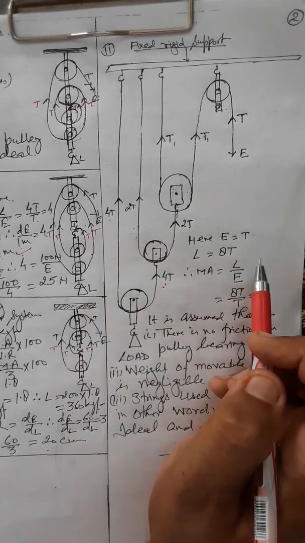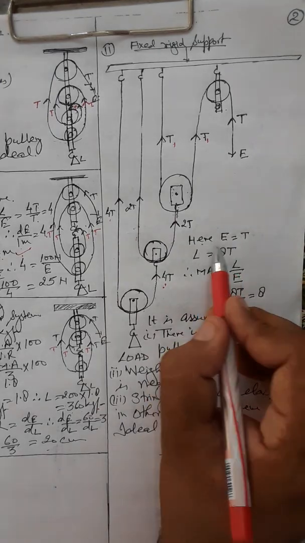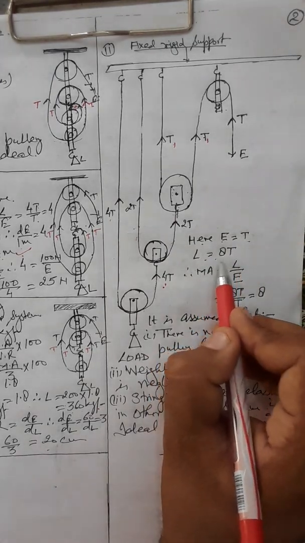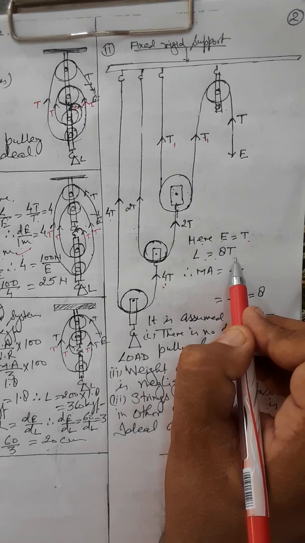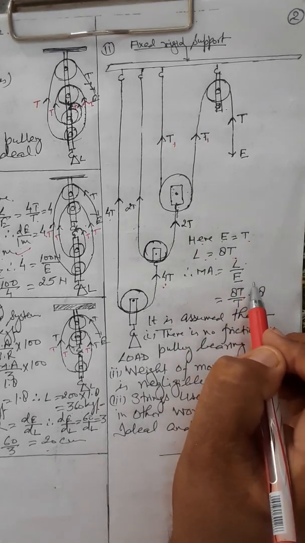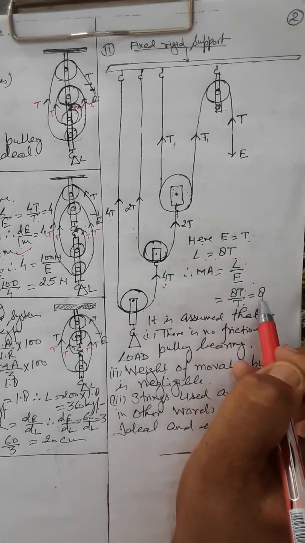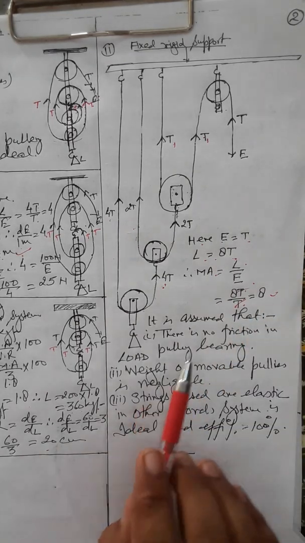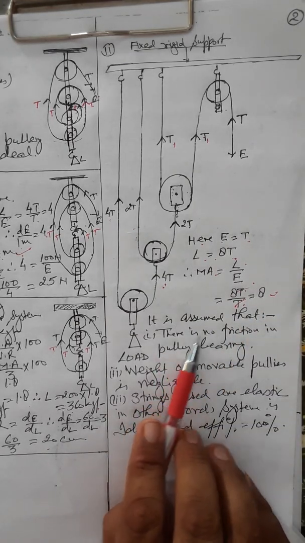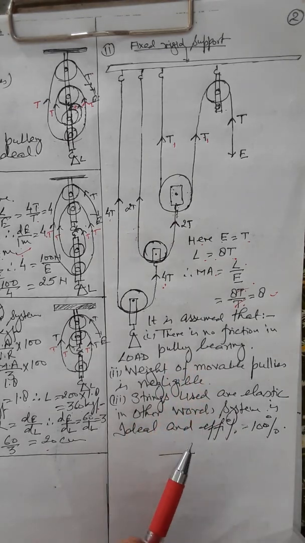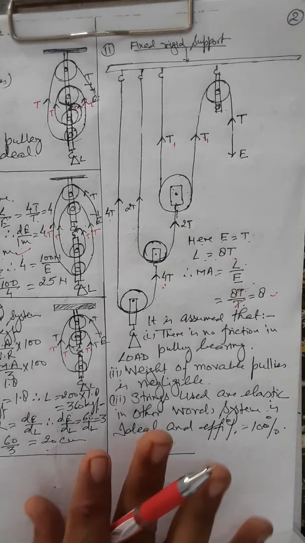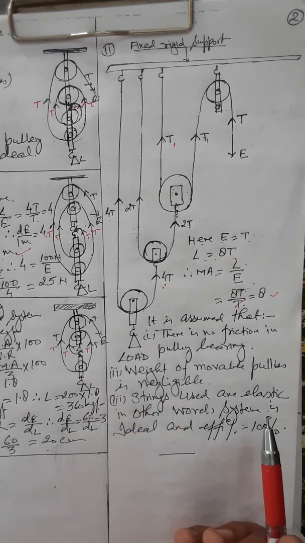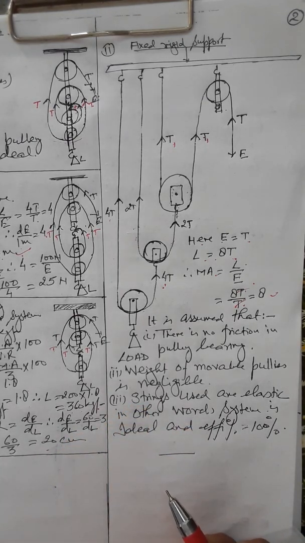So on the combination, here effort is equal to tension, load is equal to 8T. Total load is 8T. Mechanical advantage is load upon effort, 8T upon T. So T and T will be cancelled. 8 is the mechanical advantage. It is assumed that there is no friction in the pulley bearing, and the weight of the pulley is negligible. Clear? The same assumption we have to write: strings are inelastic. In other words, the system is an ideal 100% system.